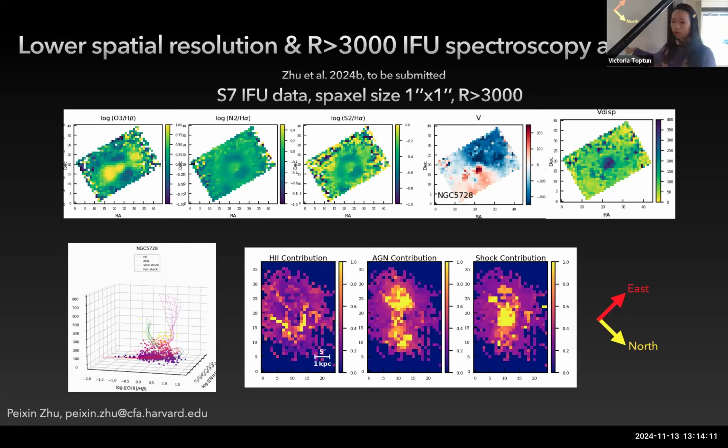This plot shows an example of doing the same analysis on the same galaxy, NGC 5728, using coarser IFU data from the S7 survey with the WiFeS spectrograph, which is based in Australia on a 2.3 meter telescope. In the top panel, it shows the same information, but you can see that the IFU spectrum of this galaxy covering the same regions also shows star formation, AGN, and fast shocks mixing on the left on the 3D diagram.